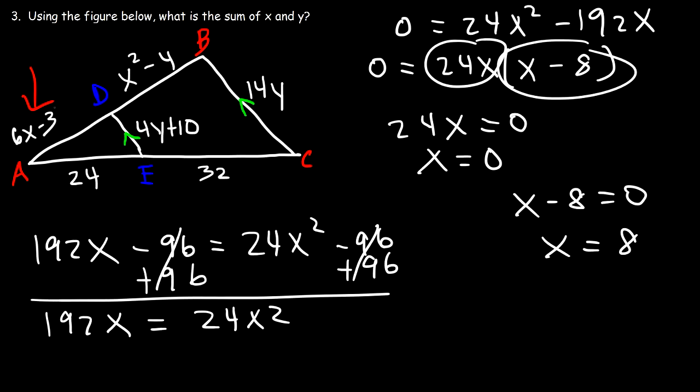If we plug in x into 6x minus 3, it's going to give us negative 3. And we can't have a negative side length, so we don't need this answer. So therefore, the right answer is x is equal to 8.